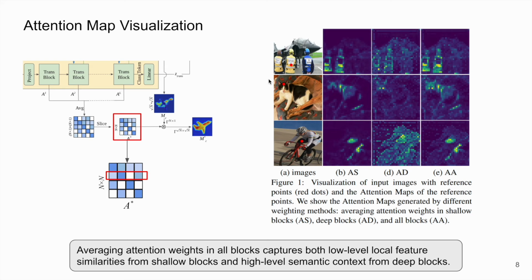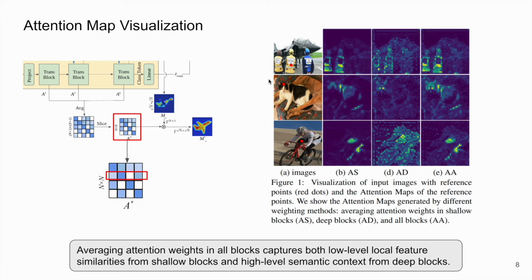We visualize the attention weights of a chosen reference point, which is with respect to a single row in the attention map. We find that the attention weights in shallow blocks mainly capture low-level local feature affinities. For example, it highlights the vests with the same color and texture as the reference point in the first row. And it highlights the black parts of the cat, similar to the color of the reference point in the second row.